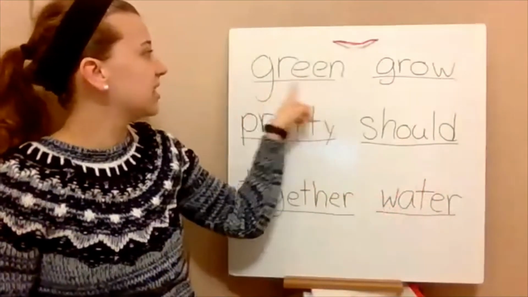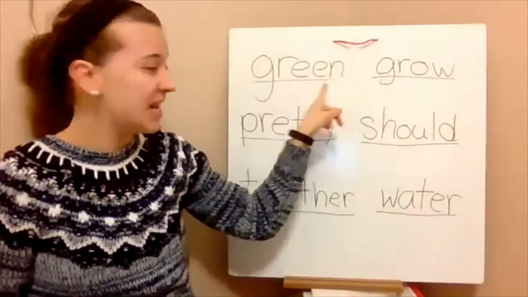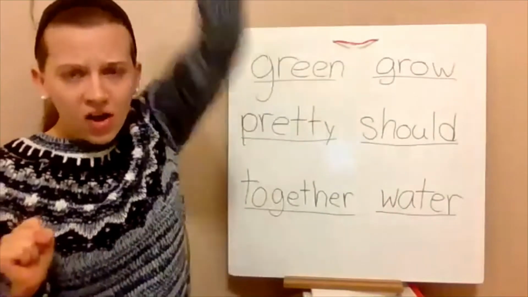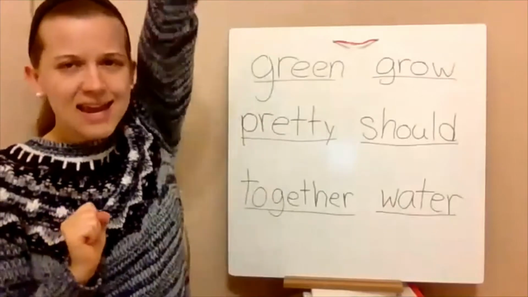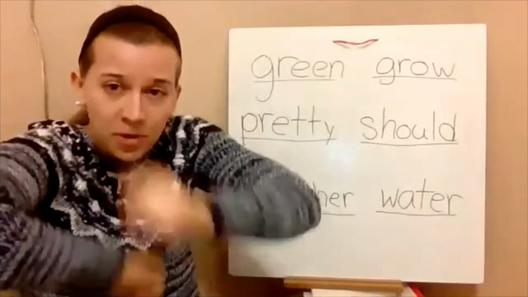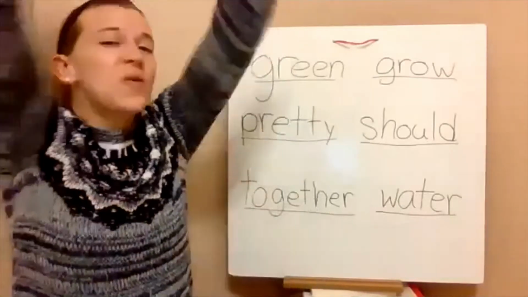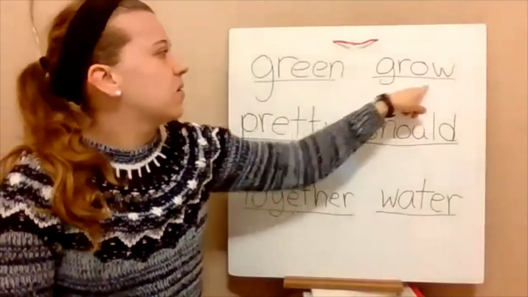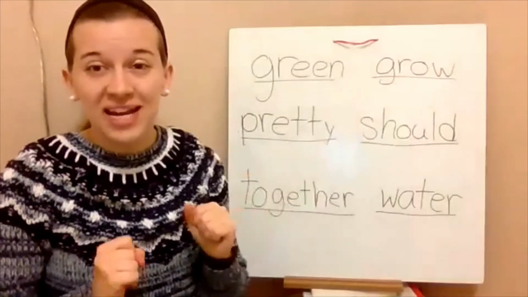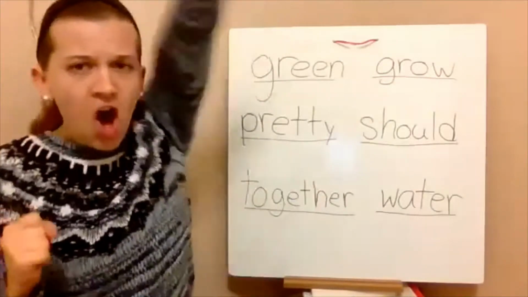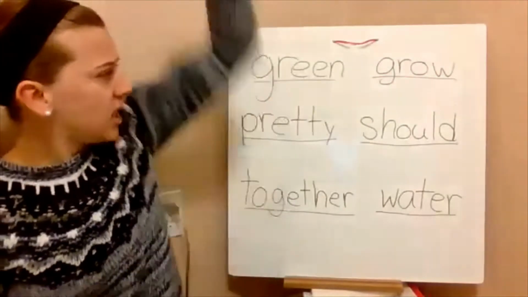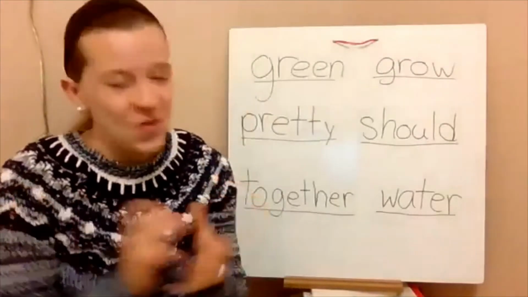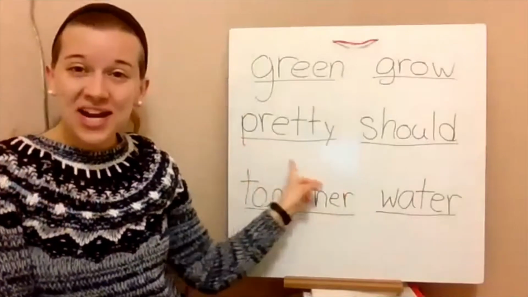Okay, so let's start off with this one. Ready? So follow along with me. Give me a G, R, E, E, N. Put it all together. What does it spell? Green. Good. All right, next up, what's this one? Let's do it. Ready? Give me a G, R, O, W. Put it together. What does it spell? Grow. Good.